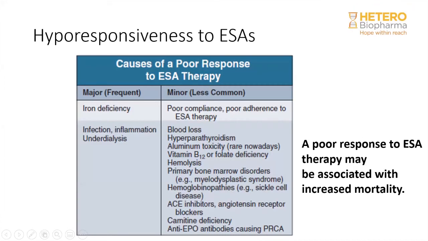This again is the same table that I started with. If someone is hyporesponsive, again go through the same things: iron deficiency, chronic inflammation, hyperparathyroidism, hemolysis. You evaluate for the same things. A poor response to erythropoietin stimulating agent may be associated with increased mortality. If someone is requiring a very high dose of erythropoietin or darbepoetin, they are more likely to have increased mortality.